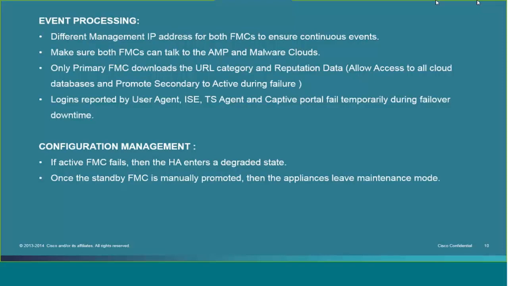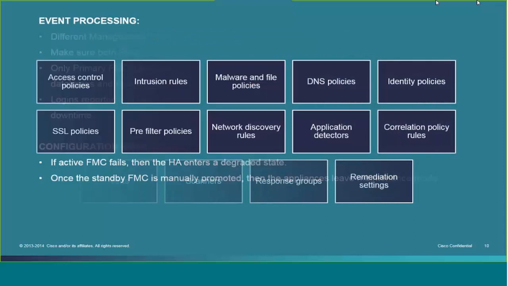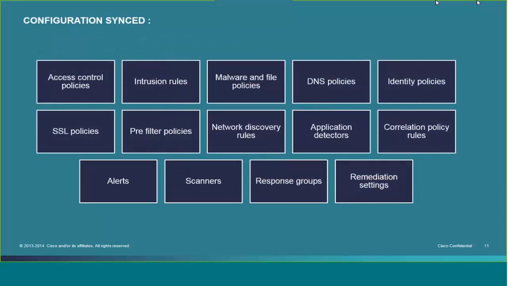Coming to configuration management, like I mentioned, the FMC would enter a degraded state in case of a failure, and the standby FMC has to be manually promoted, and only then will the HA leave the degraded state. So what are the configurations that are synced between the HA devices during the time of setting up of a failover or regular configuration sync process? I've listed the configuration that would be sent over.